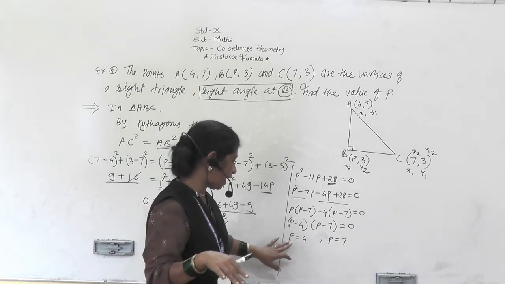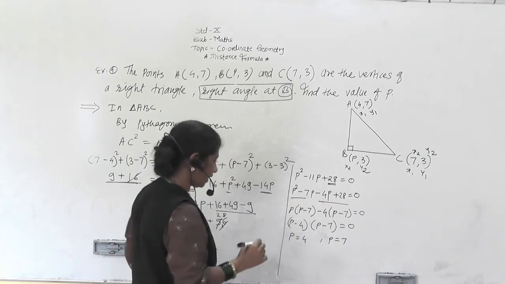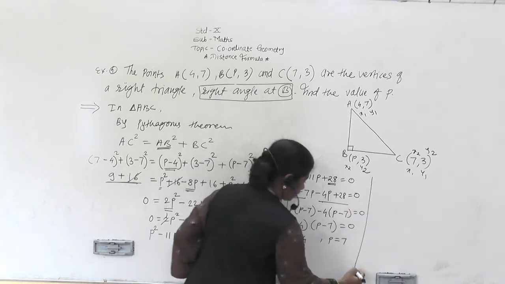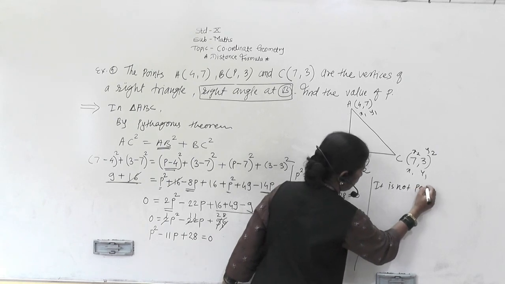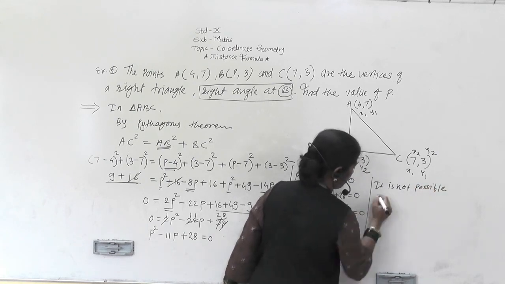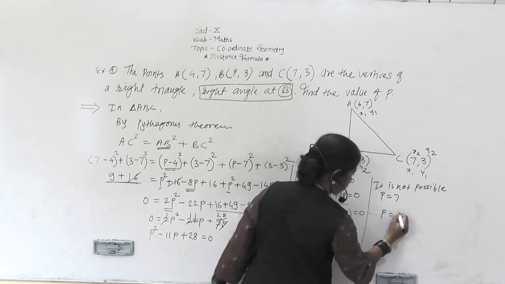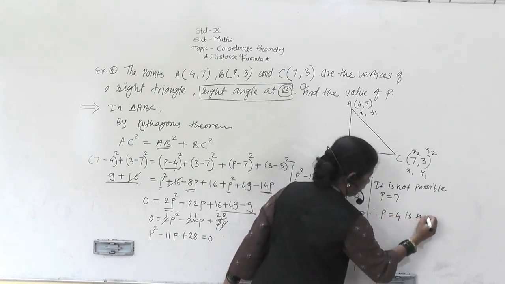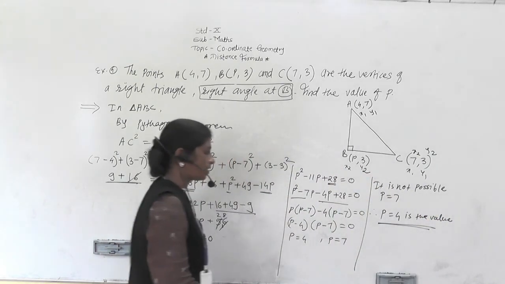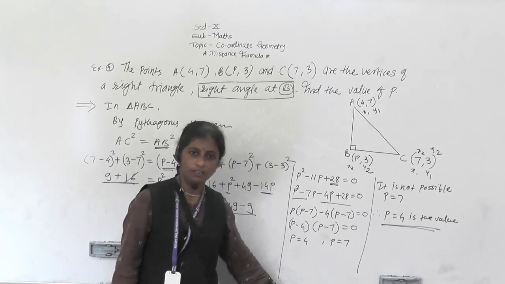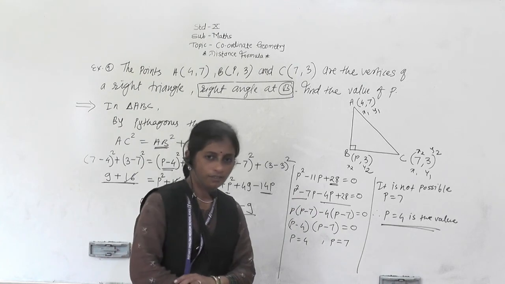So the exact and proper value of p is what? 4, correct? So we cannot take p equals 7. So it is not possible. And hence p equals 4 is the value. Correct? Understood everyone? Now another example you will see in the virtual.